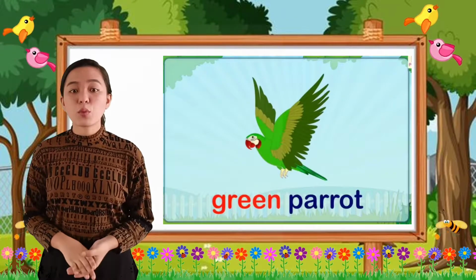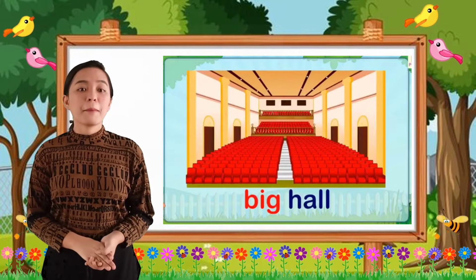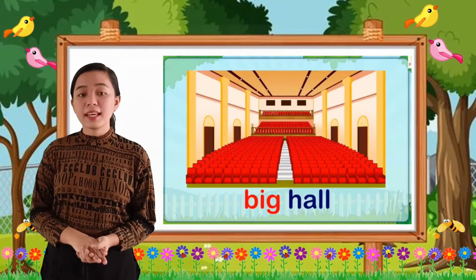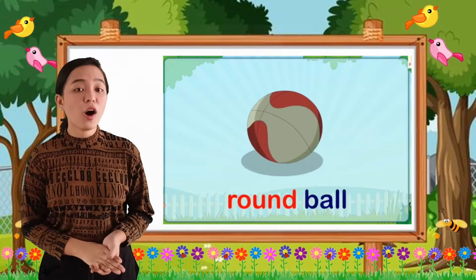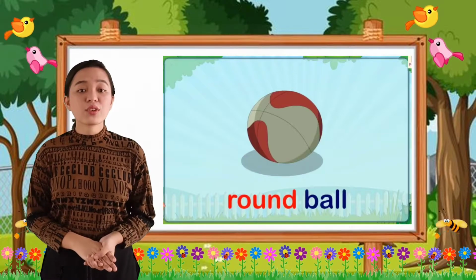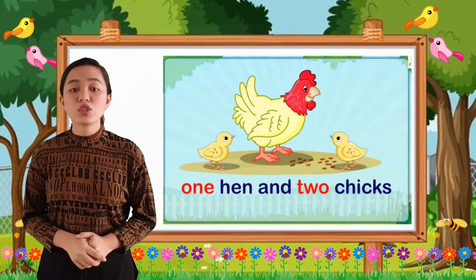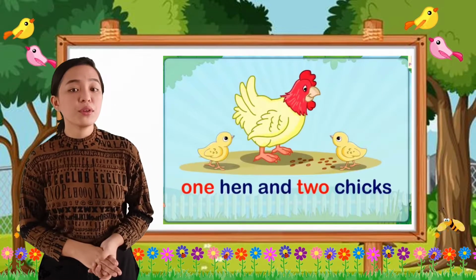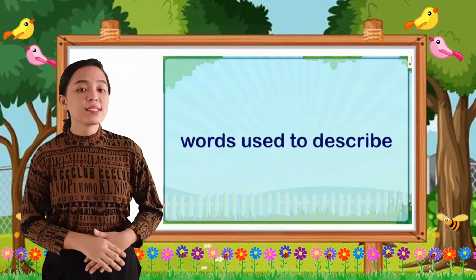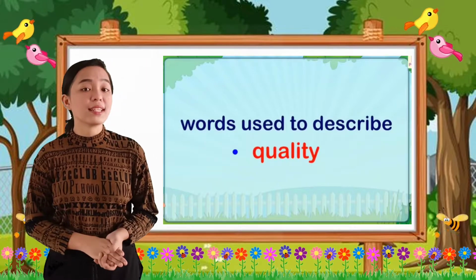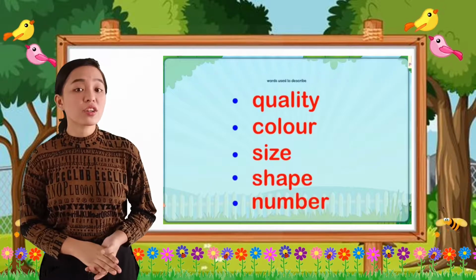Green parrot. The word green describes the color of the parrot. Big hall. The word big describes the size of the hall. Round ball. The word round describes the shape of the ball. One hen and two chicks. The words one and two describe the number of the hen and the chicks. So we see that words used to describe quality, color, size, shape, and numbers are called adjectives.